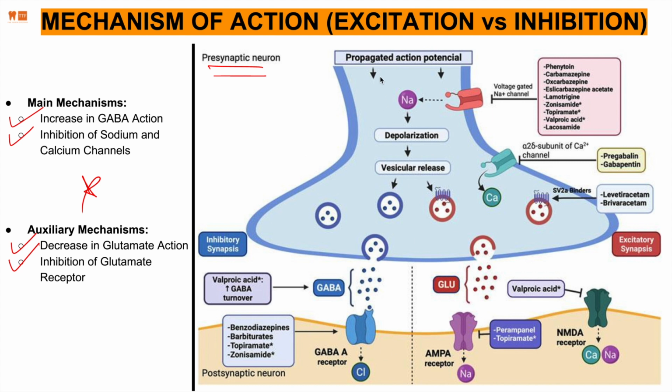Perfect. Propagated action potential. Now we know that, for example, when a stimulation occurs, such as with sodium coming into the channel and into the presynaptic neuron, a depolarization takes place, which means action potential activated. And then, of course, vesicular release of all these neurotransmitters takes place, and they go to the postsynaptic neuron to cause so-called epilepsy. Correct?